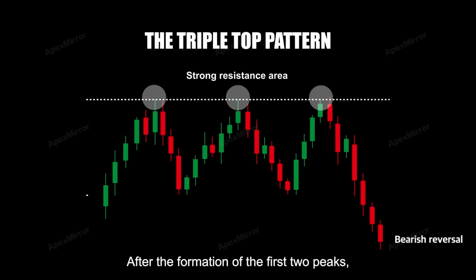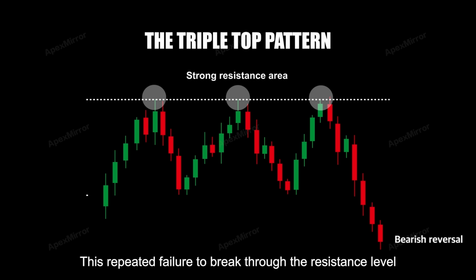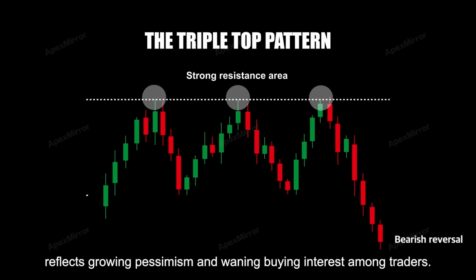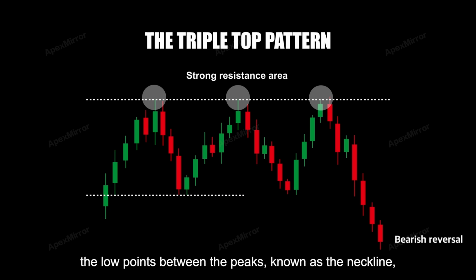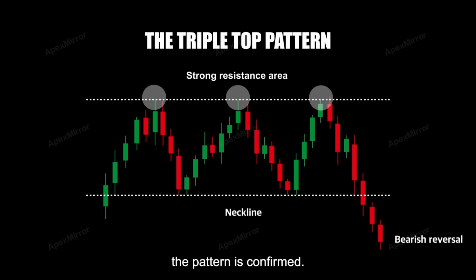After the formation of the first 2 peaks, the third peak that also fails to surpass the resistance level confirms the buyer's exhaustion. This repeated failure to break through the resistance level reflects growing pessimism and waning buying interest among traders. When the price falls and closes significantly below the support level, the low points between the peaks, known as the neckline, the pattern is confirmed.